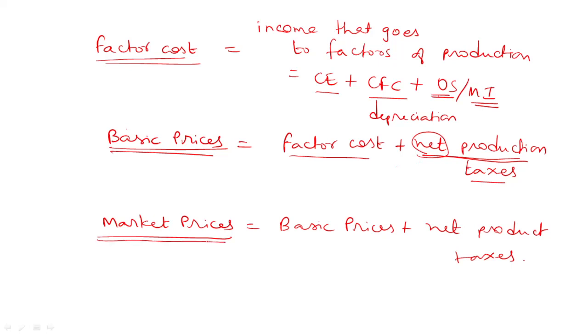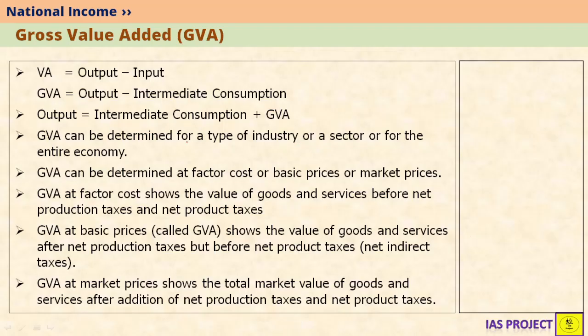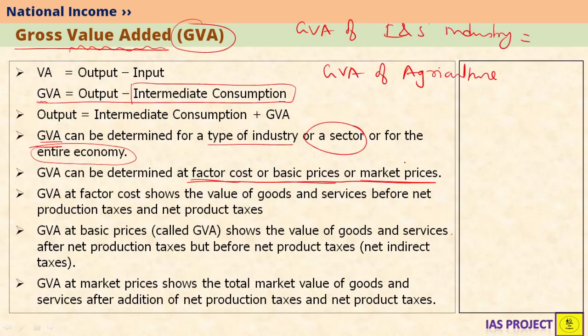Then we also have market prices. Market prices are those prices at which the goods reach the market. Market prices simply means basic prices plus net product taxes. Net product taxes, the word net here means product taxes minus product subsidies. So GVA for an entire economy or industry or a sector can be determined at factor cost, basic prices or market prices depending on what you are adding and what you are not adding.